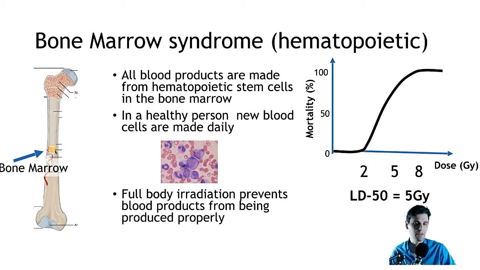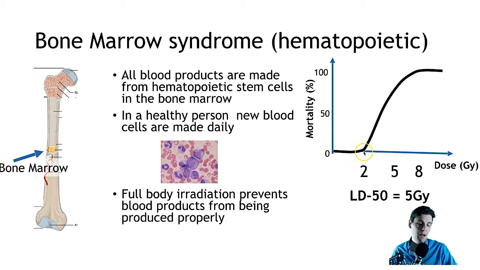So if something happens, such as a full body irradiation, we're going to have significant health consequences. Full body irradiation prevents those blood cells from being remade effectively, and the effects actually depend on the dose. For very low doses, like we said in the last slide, down to doses as low as 0.7 gray, you can see effects of the bone marrow syndrome.